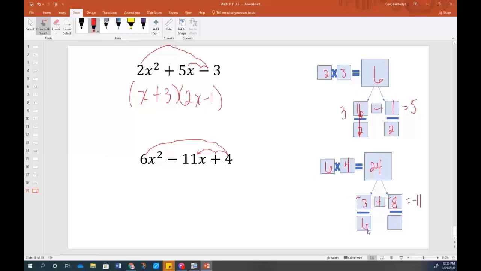Put them both over my leading coefficient. Now, both of these reduce. So this first one reduces to negative 1 over 2. And the second one, I can divide both of those by 2, and I get negative 4 over 3. Bottoms up. The bottom number swings up to the front. So I have 2x minus 1 and 3x minus 4. And that is factored.